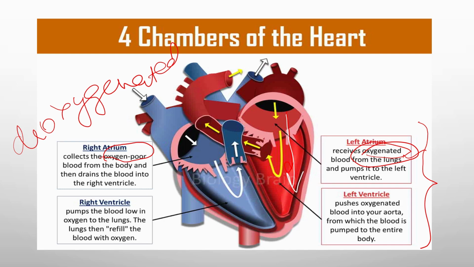Meaning, the blood is inserted from this part. It is carried to the lungs. The lungs fill this blood with oxygen. It is carried through this part, enters into the left atrium, then into the left ventricle, and finally through aorta to the entire body. Right? Is this clear?